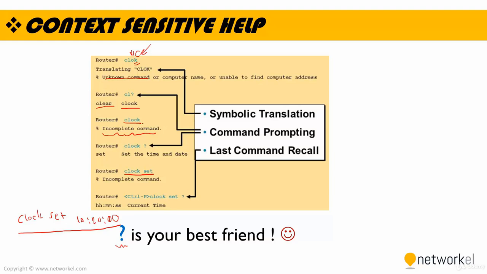When I see this warning, I type clock, space, and if I type my best friend again, it shows me the commands that I can use. In this scenario, it shows that I can use just one command, which is set, and here's the explanation of the command. IOS is telling us that you can use set here, and that means that you can set the time and date.